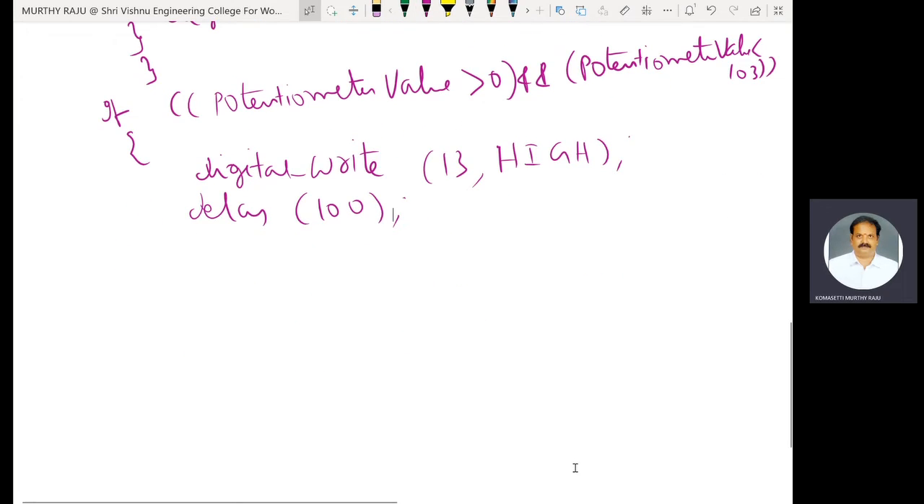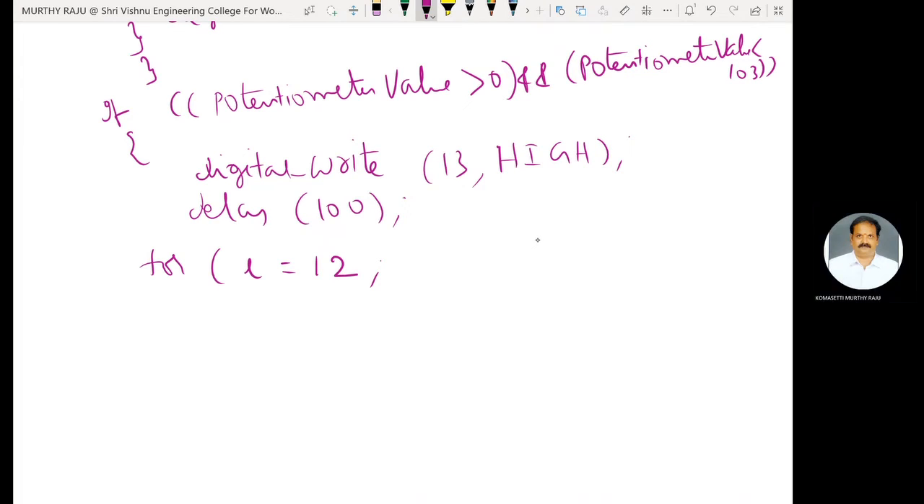Again, we use a for loop. The 13th pin is completed, the first LED is completed. Next, the second LED. The 12th digital pin is assigned to the second LED. From the 12th onwards, the second to 10th LEDs are in off mode. Off mode means for I greater than or equal to 4, I minus minus.